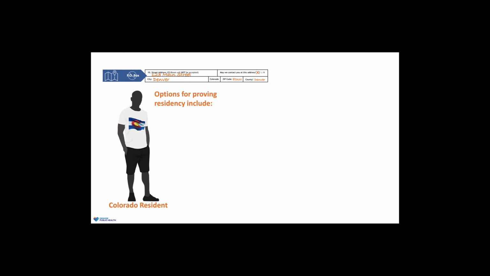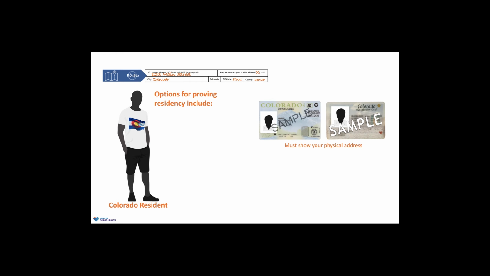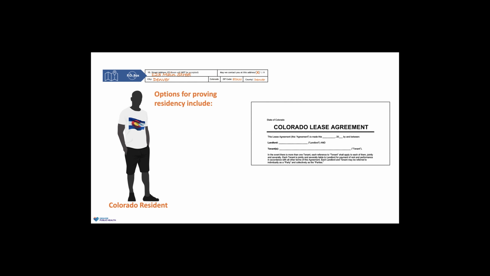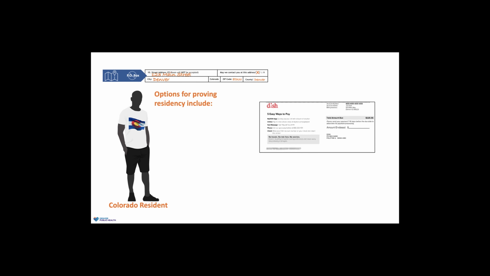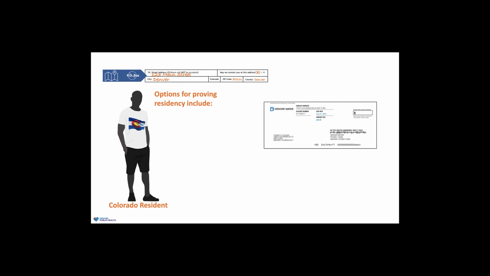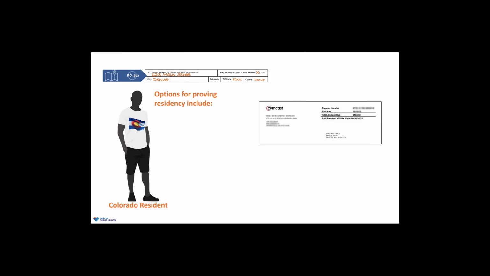Any one of the following items will work. First, a Colorado driver's license or a Colorado identification card, and it has to have your address on it. Second, a mortgage or a lease agreement. Third, an electric bill. Next, a cable or a satellite TV bill. Unfortunately, a cell phone bill will not work. Next, a water or a sewer bill. Next, a landline phone bill.